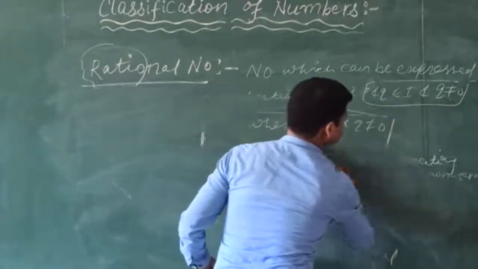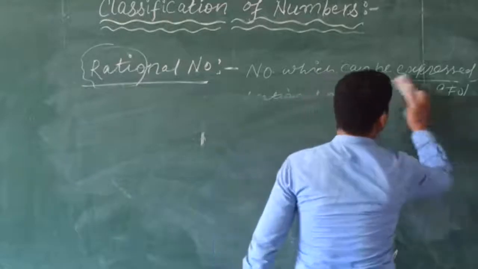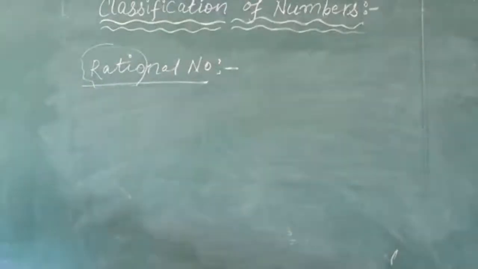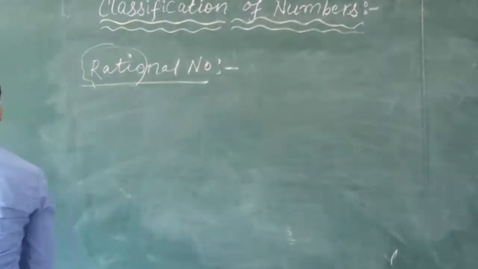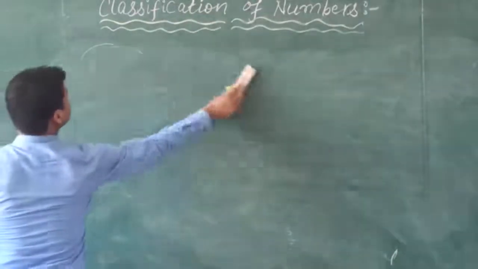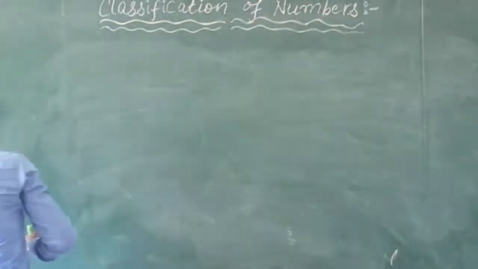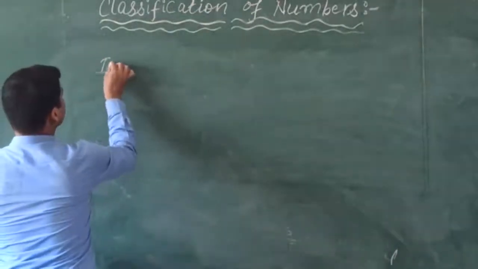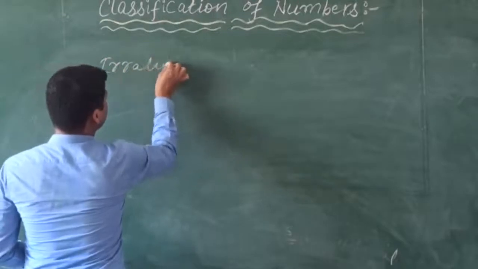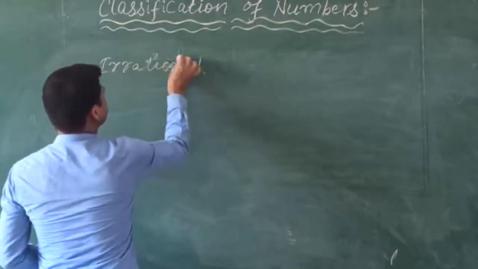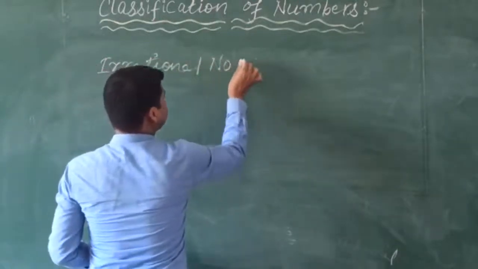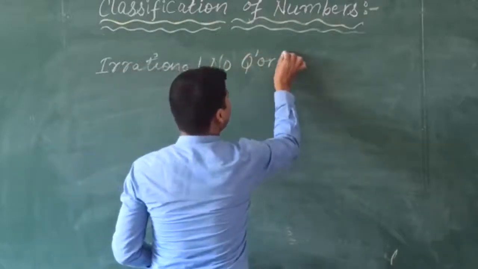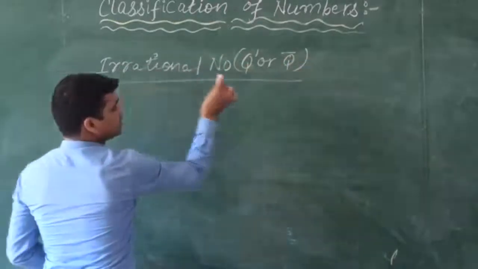And one more thing, this rational number is denoted by capital Q. Now we are going to discuss irrational numbers. It is denoted by Q dash, or you can say Q bar. Okay, and rational number is denoted by Q only.